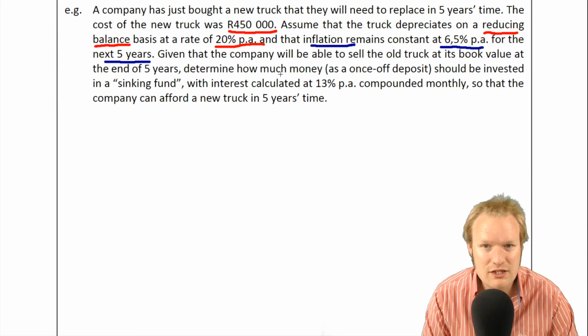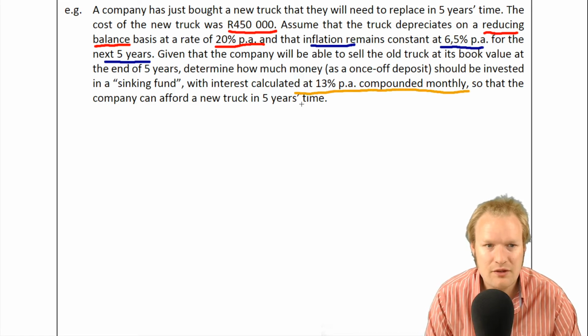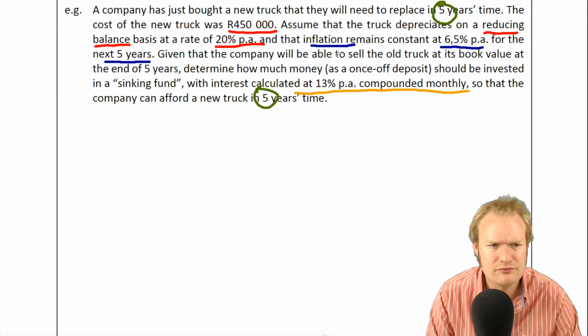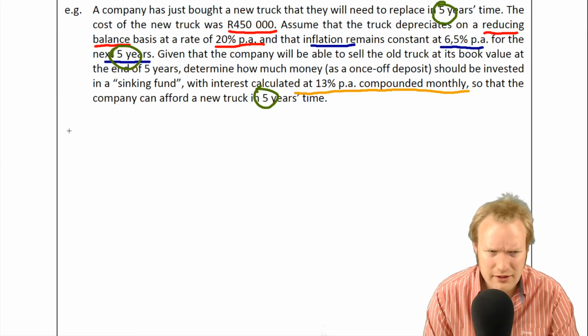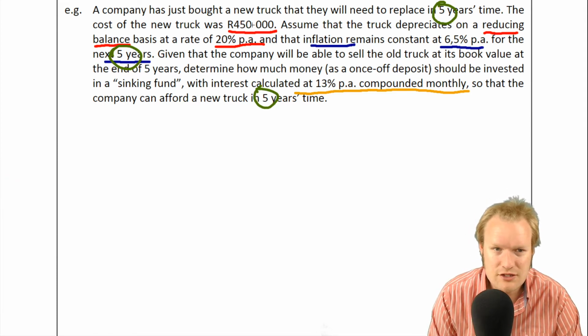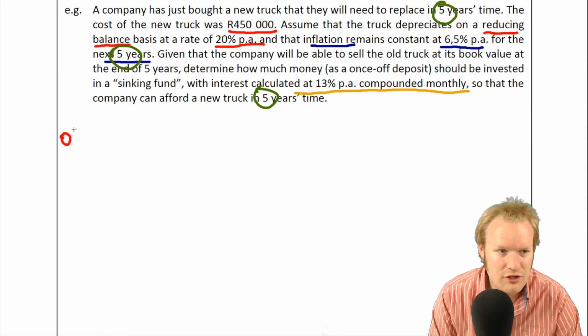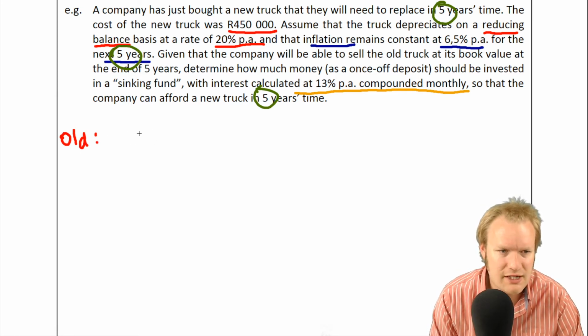How much money as a once-off deposit should be invested in a sinking fund with interest calculated at 13% per annum compounded monthly, so that all of this can happen over our last 5 years? That's all we've got, and let's work through this step by step. To start with, the truck's worth 450,000 Rand, and it reduces. So the old truck, how much is it going to be worth in 5 years' time?